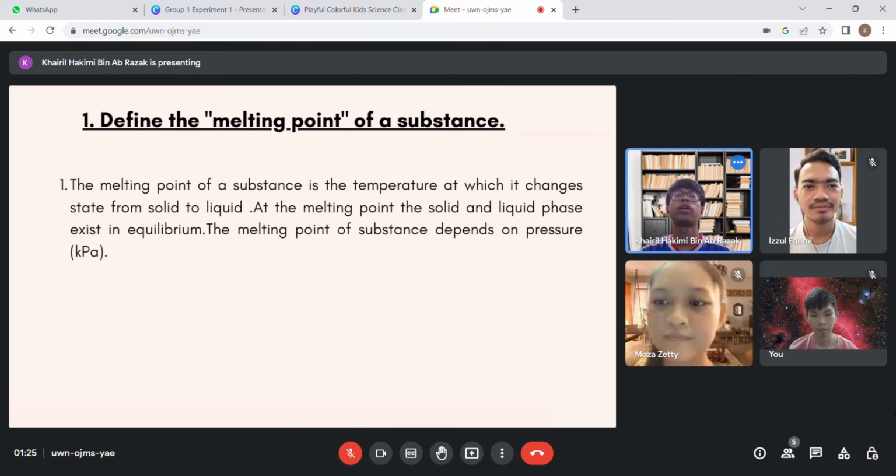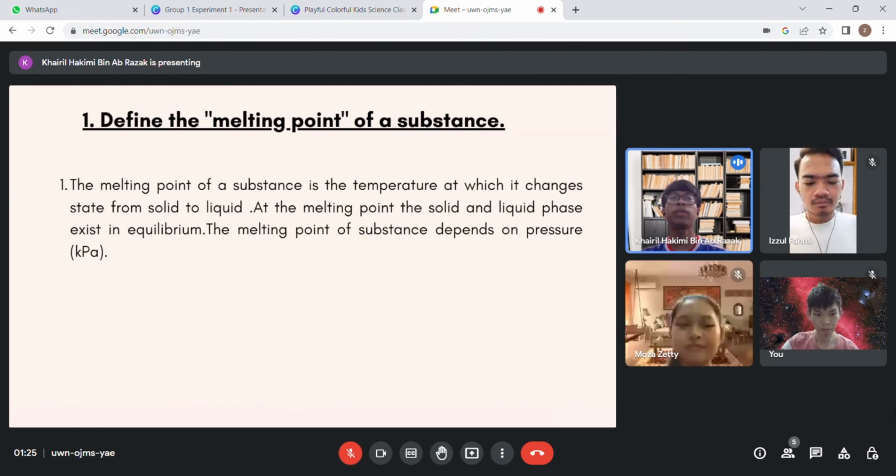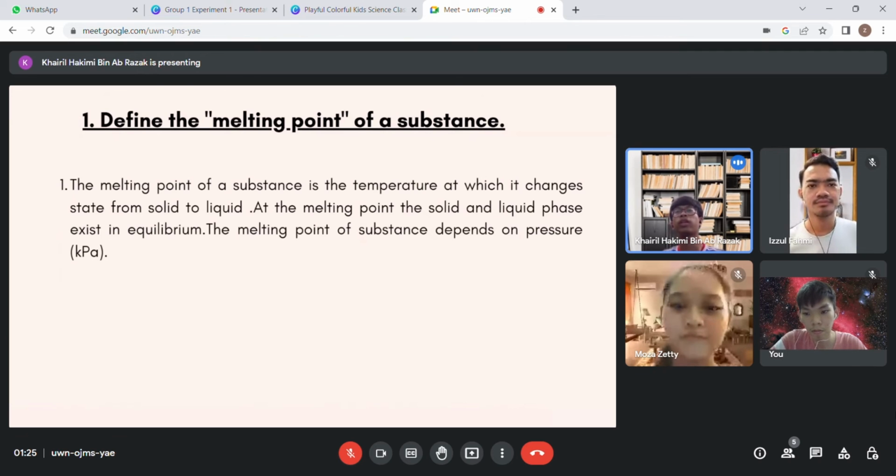Okay. For question number one, define the melting point of a substance. The melting point of a substance is the temperature at which it changes state from solid to liquid. At the melting point, the solid and liquid phases exist in equilibrium. The melting point of a substance depends on pressure, in kilopascals.